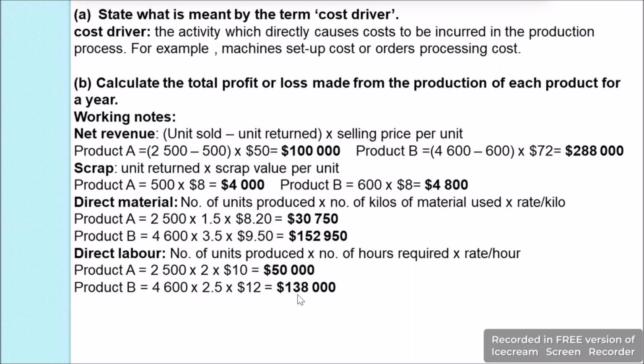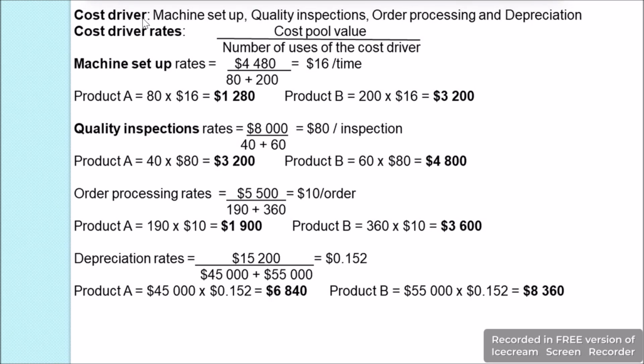So we multiply this, we'll get the value as $138,000. Now as we are done with all the direct costs, we will go for the overhead cost. In activity based costing, the overheads are apportioned on the basis of cost drivers. These are the activities which led to the cost, and we have 4 activities here, that is machine setup, quality inspection, order processing and depreciation.